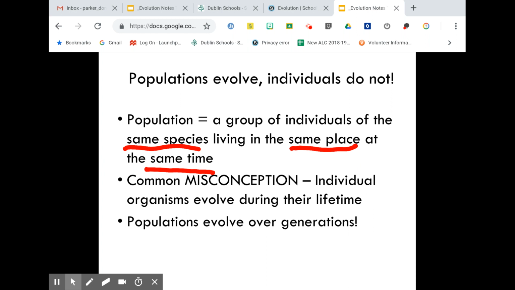And again, this happens over generations. Again, it might be worth writing down. This used to be something that we thought took an extremely long period of time, but we've started to see many examples of organisms that evolve fairly quickly in a short amount of time.